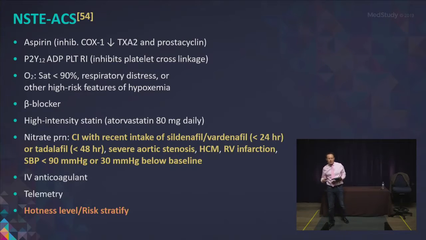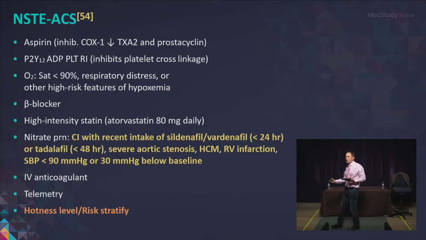But do remember, nitrates are contraindicated if they've been using any of the PDE5 inhibitors. So ask your males if they've recently taken those. If they have severe aortic stenosis, hypertrophic cardiomyopathy, a right ventricular infarction, or their blood pressure is under 90 or 30 millimeters below baseline, you should not be giving them the nitrates.